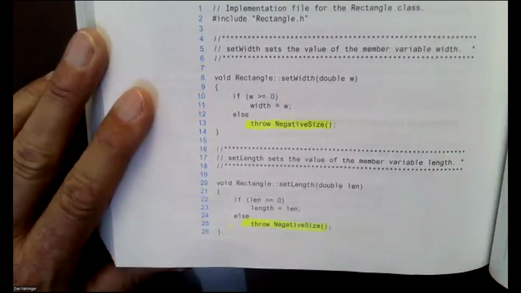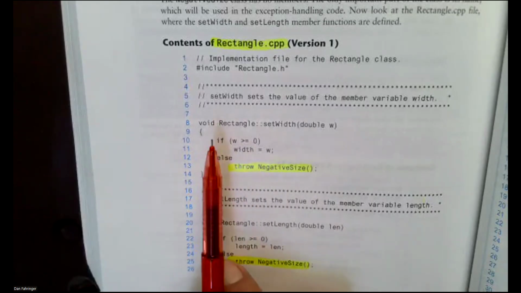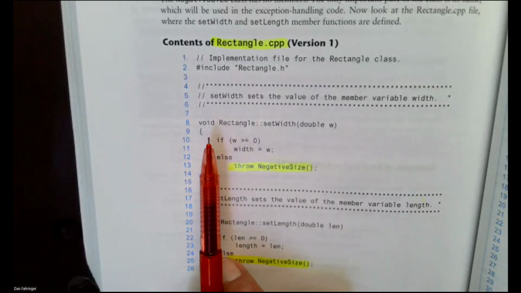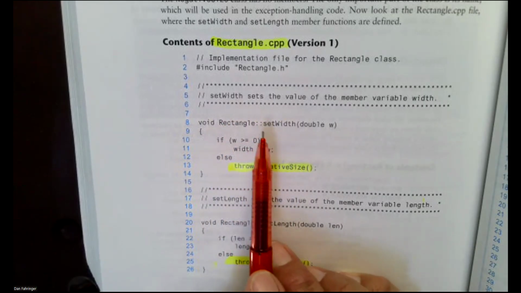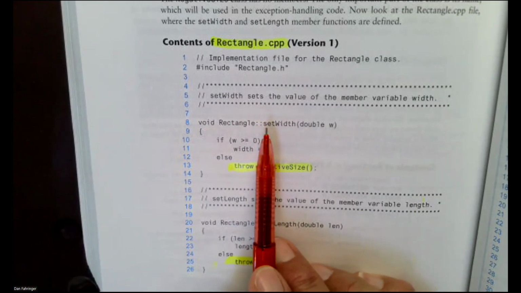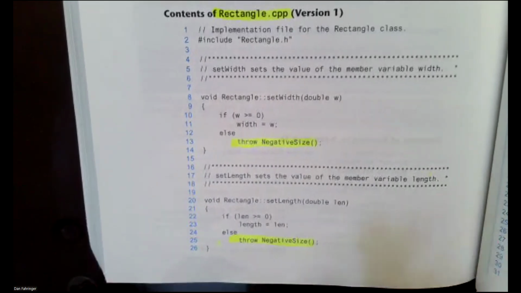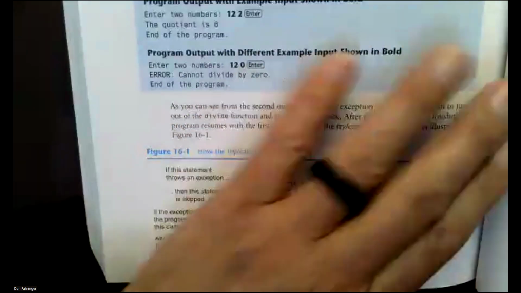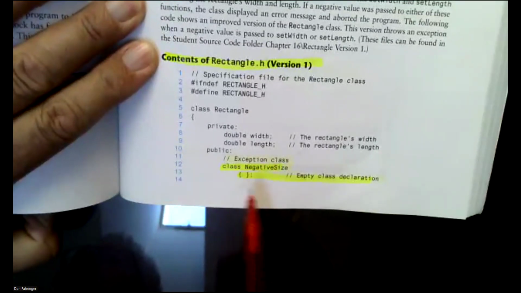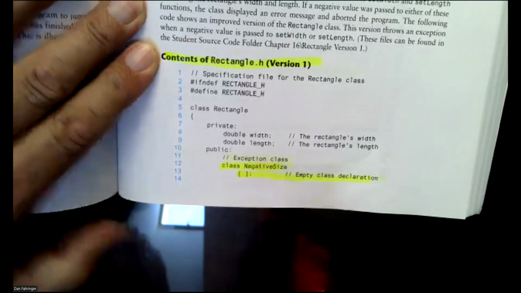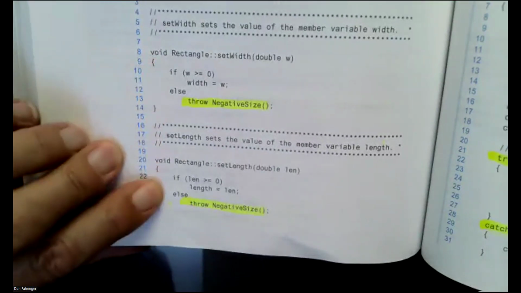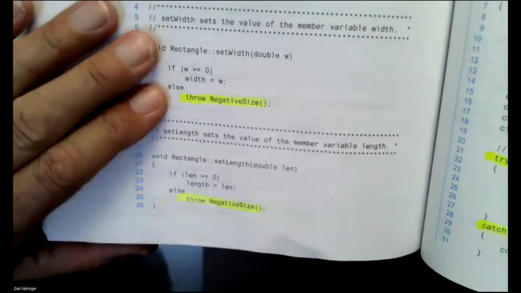In the implementation file, I go to the two functions that I had to write. Notice the name of the class, the scope resolution operator, the name of the function. Throws a negative size, throws a negative size. Where was negative size again? It was over here. There's nothing in it right now. Okay, we're building. This is in here. So if a width or length is less than 0, it's going to throw it and catch it.